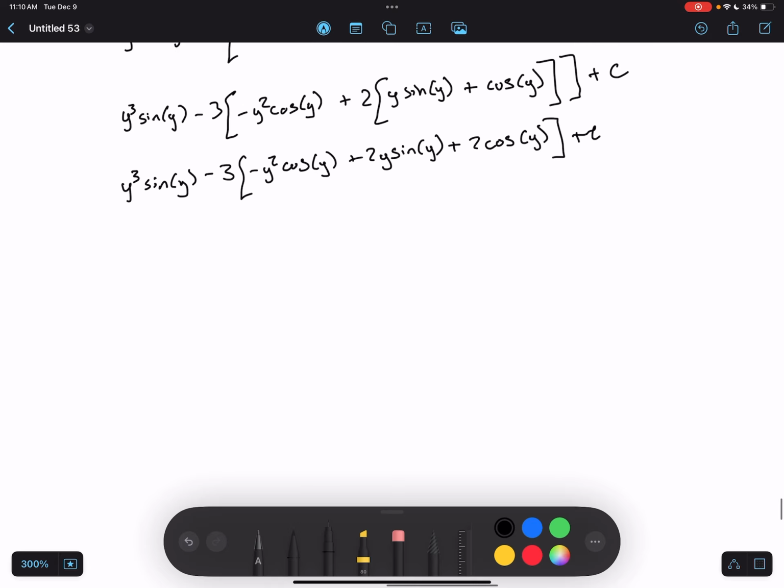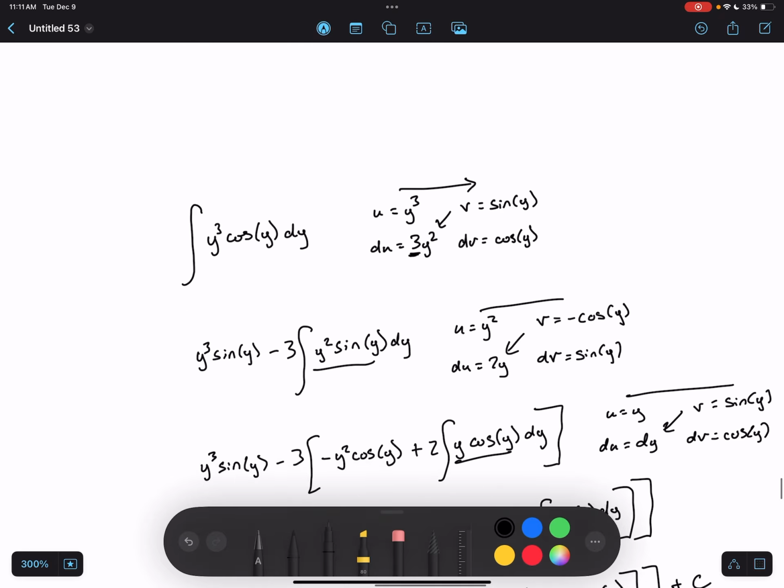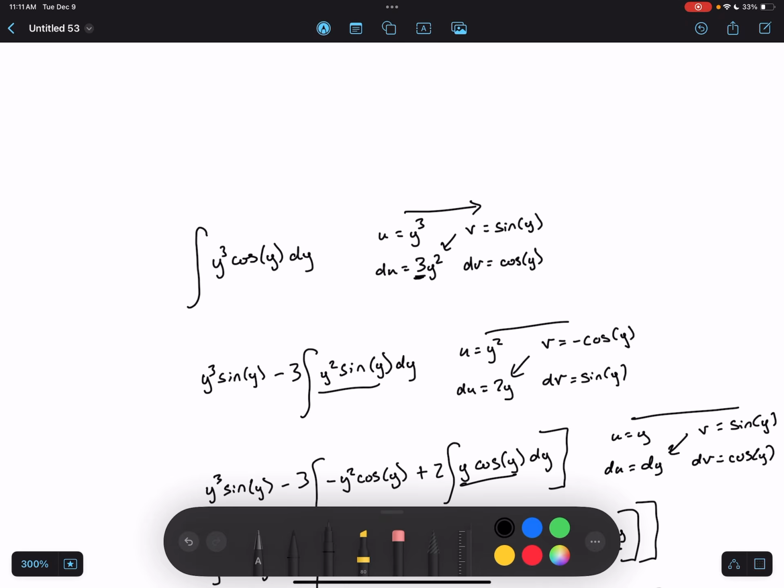We'll rewrite this once more. Y cubed sine y plus, this time we're going to distribute this negative 3 across all of these. So we'll say plus 3y squared cosine y minus 6y sine y minus 6 cosine y plus c. And that is the final answer to this otherwise pretty straightforward integral.